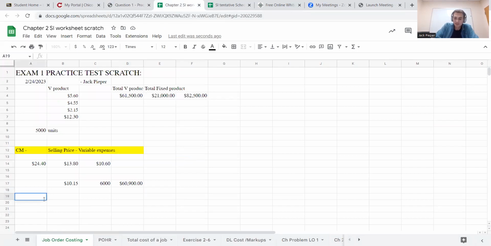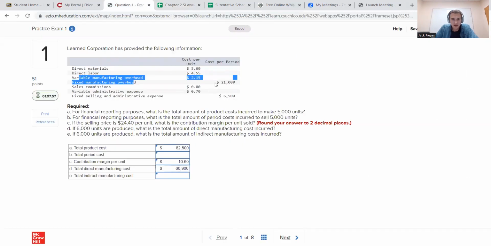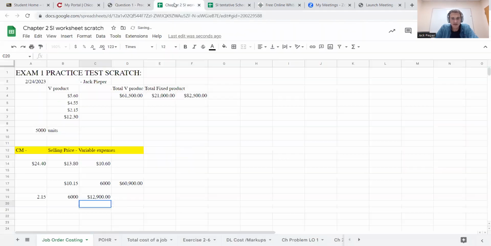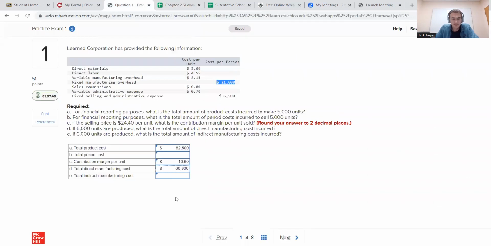$2.15, right? Yep, 2.15 times the 60,000 units, which would get us a variable manufacturing overhead of 12,900. And we can add in our fixed expenses, our fixed manufacturing overhead of 21,000. Okay, and then we can just sum the two. Sum, 33,900.